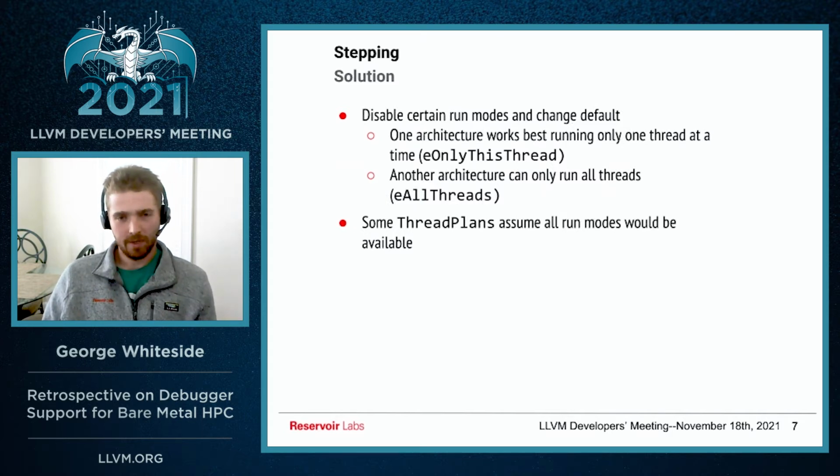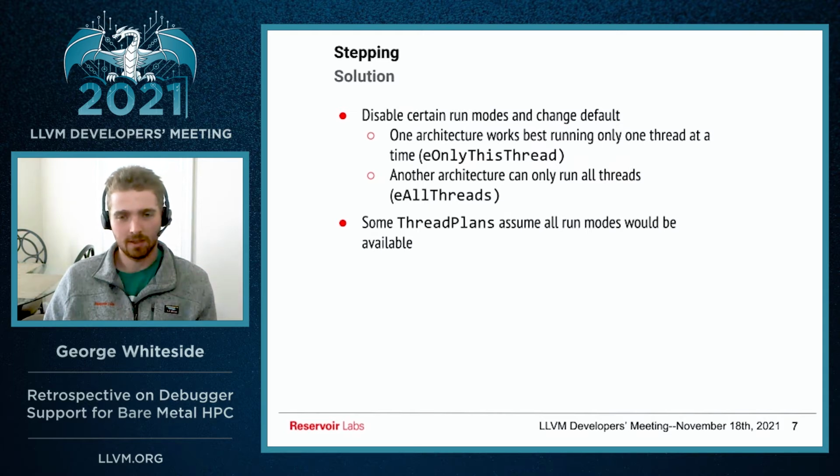So what we've done to address this in the current debugger is we've disabled certain run modes. So, for example, one architecture works best if we're only running one thread at a time. Another architecture can only run all threads. There's no way to run only one thread at a time. And disabling these was pretty straightforward.